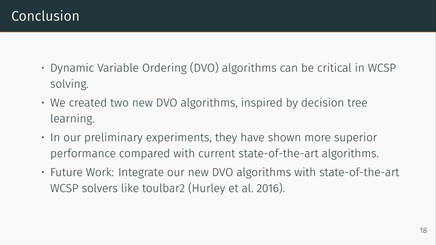Here's the conclusion. Dynamic variable ordering algorithms can be critical in WCSP solving, and we created 2 new DVO algorithms inspired by decision tree learning. We demonstrate that they have superior performance in our preliminary experiments. And in the future, we'd like to integrate our new DVO algorithms with state-of-the-art WCSP solvers and see how well they might perform.